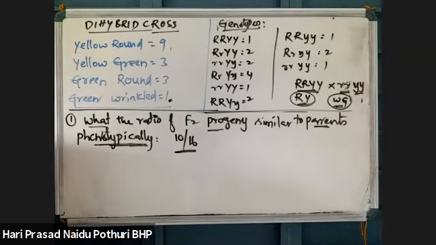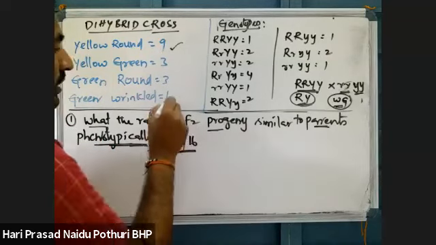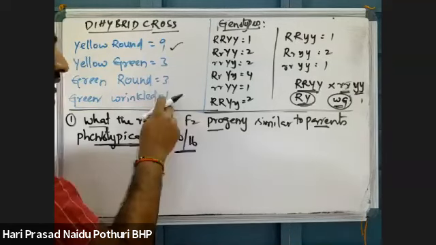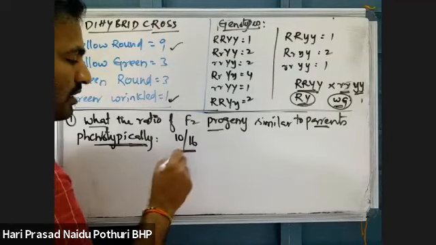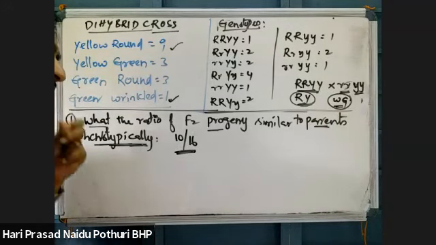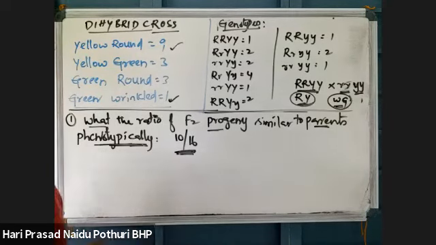Here, round yellow F2 progeny are 9. Wrinkled green F2 progeny are 1. 9 plus 1 is 10, among the total 16. 10 by 16 is the ratio. Percentage means 62.5, something like that will come. This is the ratio.